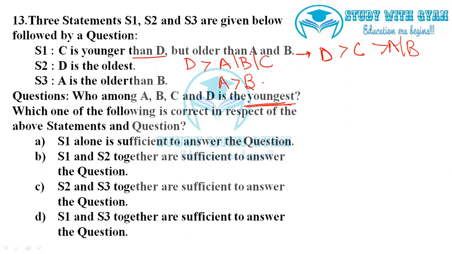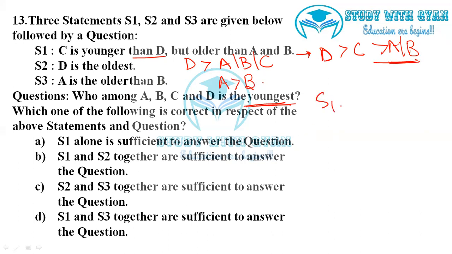So how can you conclude for this question? S1 alone you cannot conclude because you are not aware whether A is younger or B is younger, so you cannot conclude. D is the oldest one in statement 2, so you cannot conclude which of A, B, C is the youngest. And in statement 3, the C and D part is missing here, so you cannot conclude.